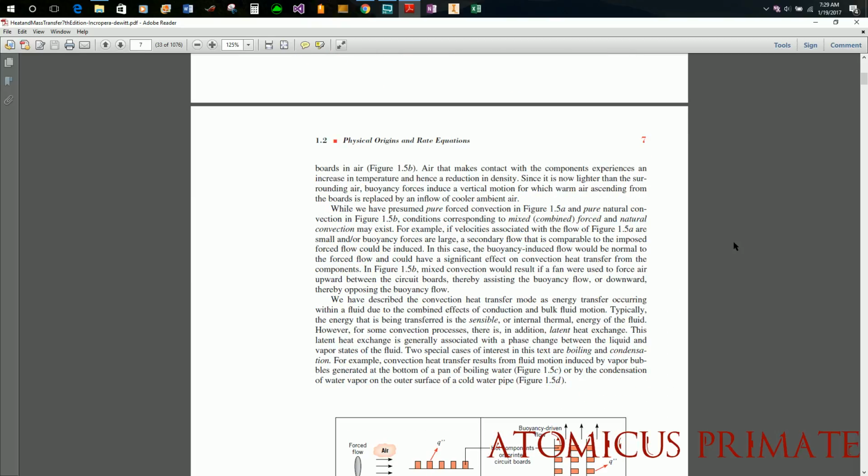1.2. While we have presumed pure forced convection in figure 1.5a, the pure natural convection of 1.5b conditions correspond.